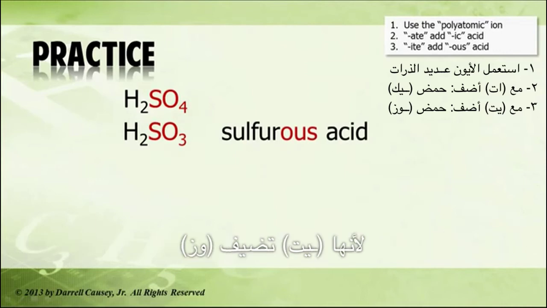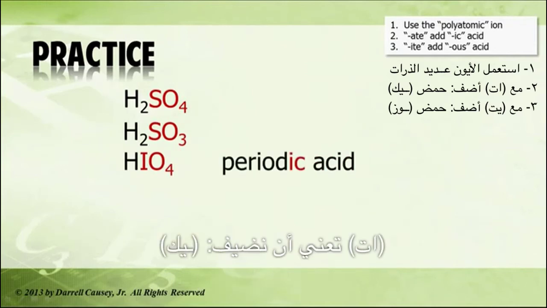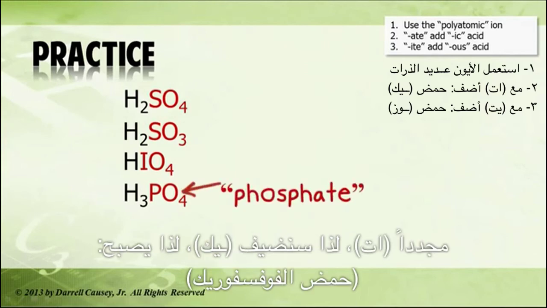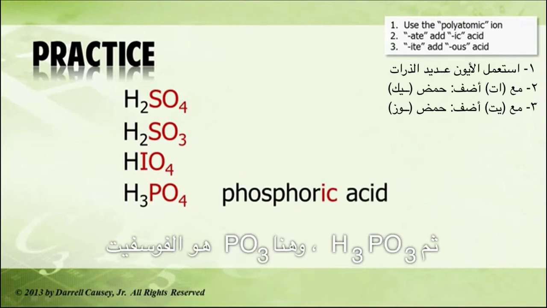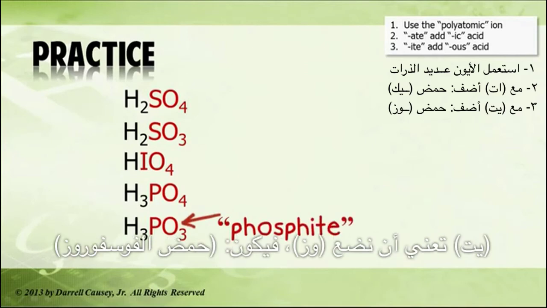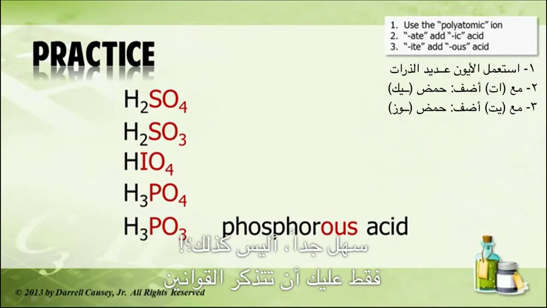ITE means add OUS. HIO4, the polyatomic ion is periodate. ATE means add IC, so periodic acid. H3PO4, phosphate. ATE again, so we're going to add IC, phosphoric acid. And then H3PO3. PO3 is phosphite. ITE means OUS, phosphorous acid. Pretty simple, isn't it? Just got to remember the rules.